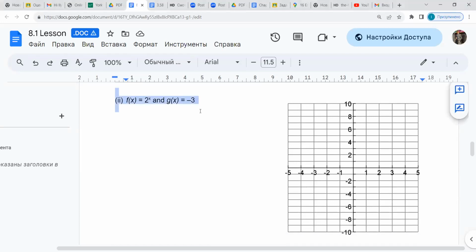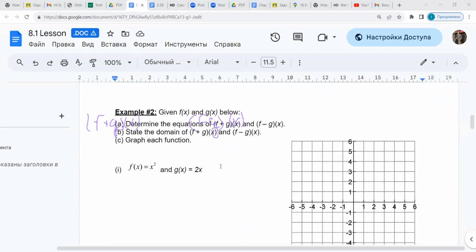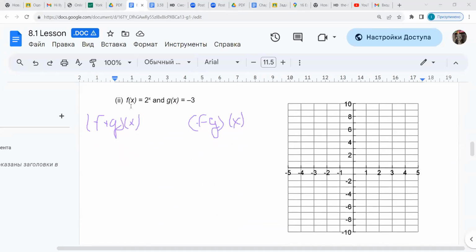This example, please guys, do it on your own right now. So we need to find f plus g of x, and sketch it, as well as f minus g of x. This is a fairly simple example, but now we have an exponential function.